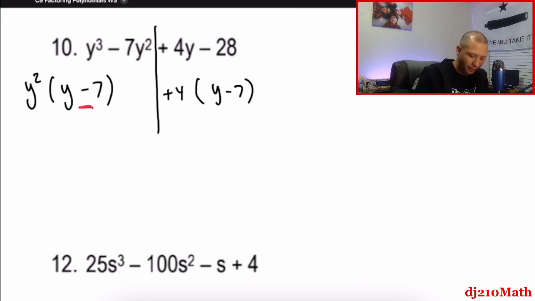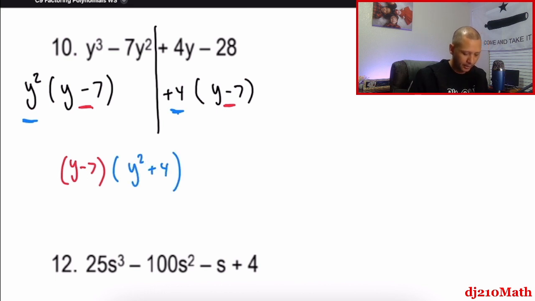And we check ourselves, right? 4 times y, 4y. 4 times negative 7, negative 28. So we know we're good. Y minus 7 is a factor. The leftover pieces, y squared plus 4. And nothing further can happen.